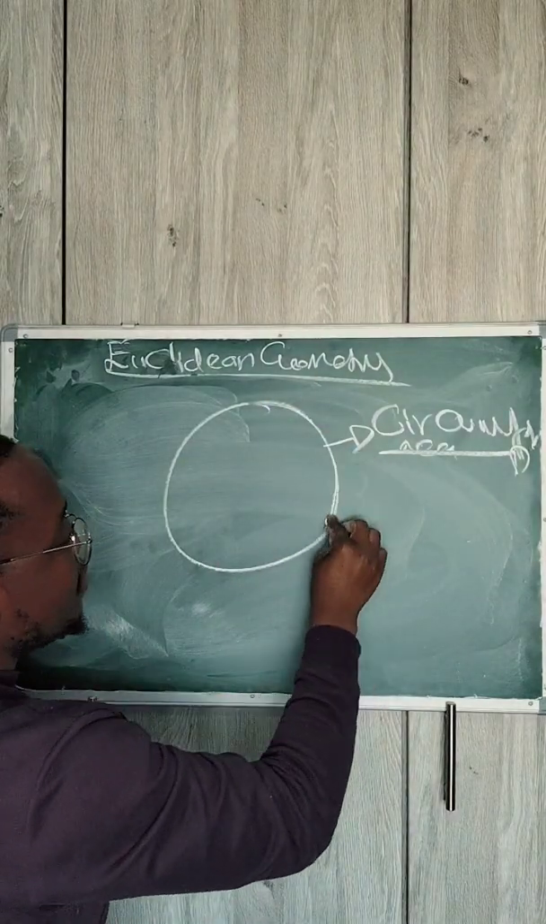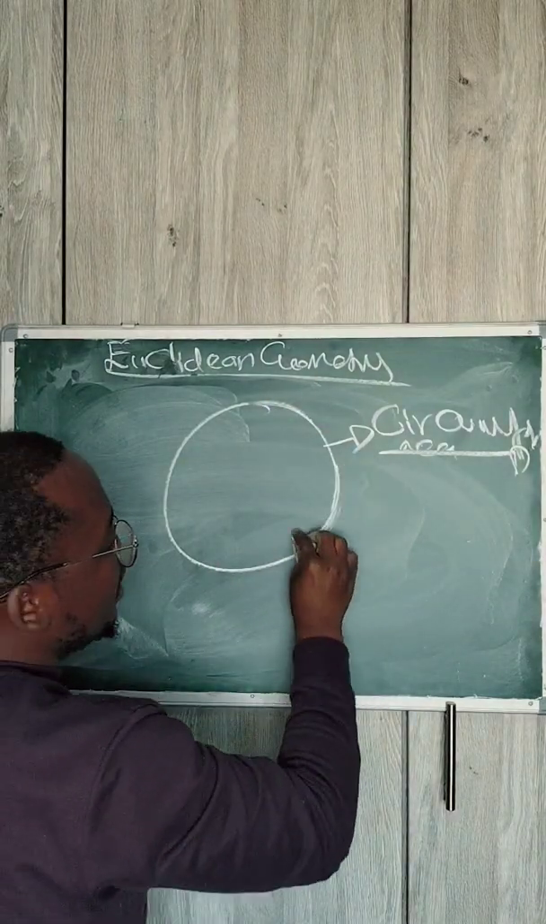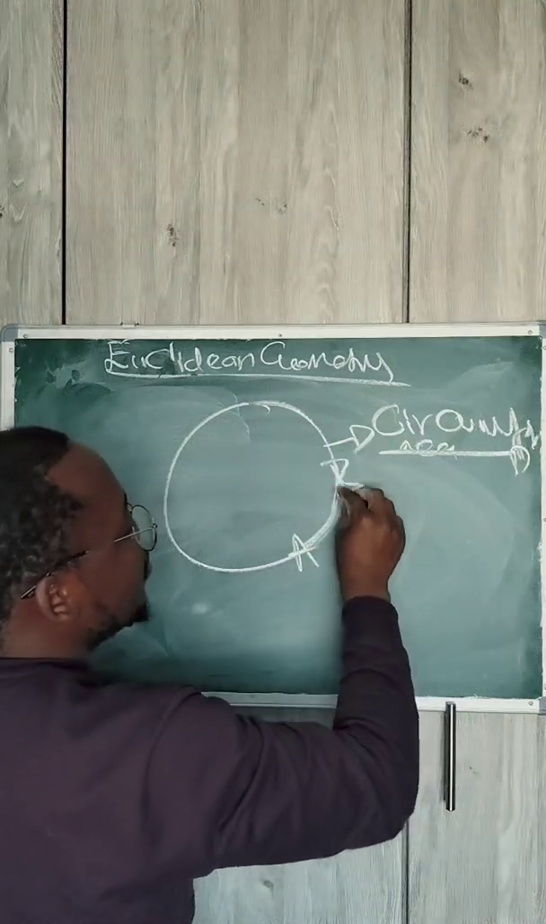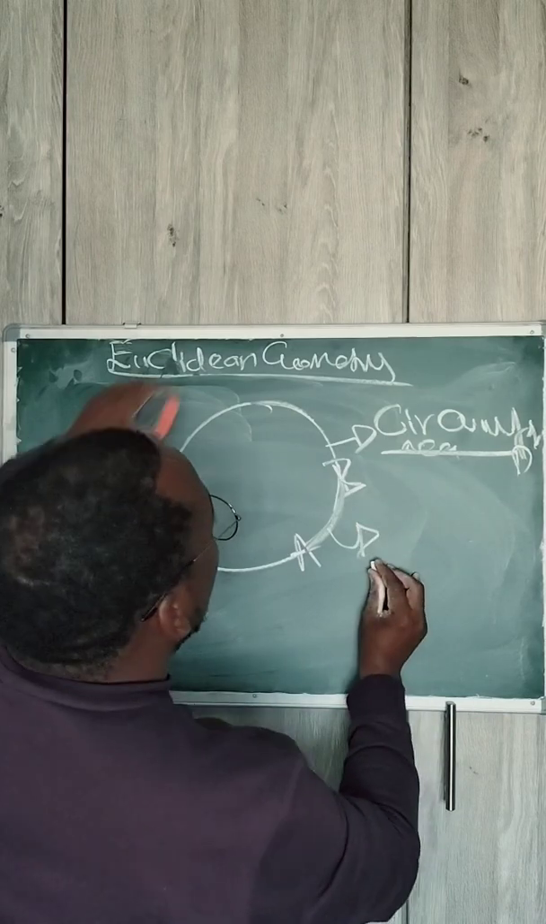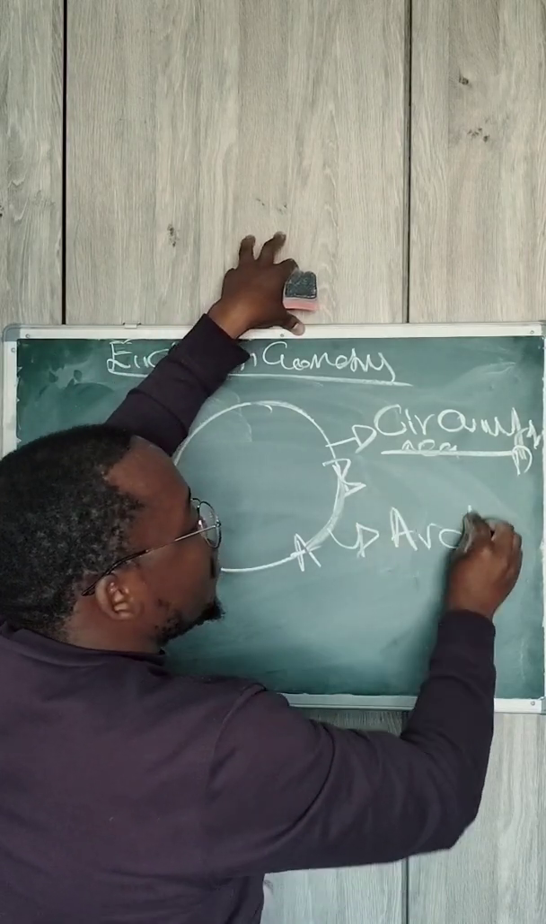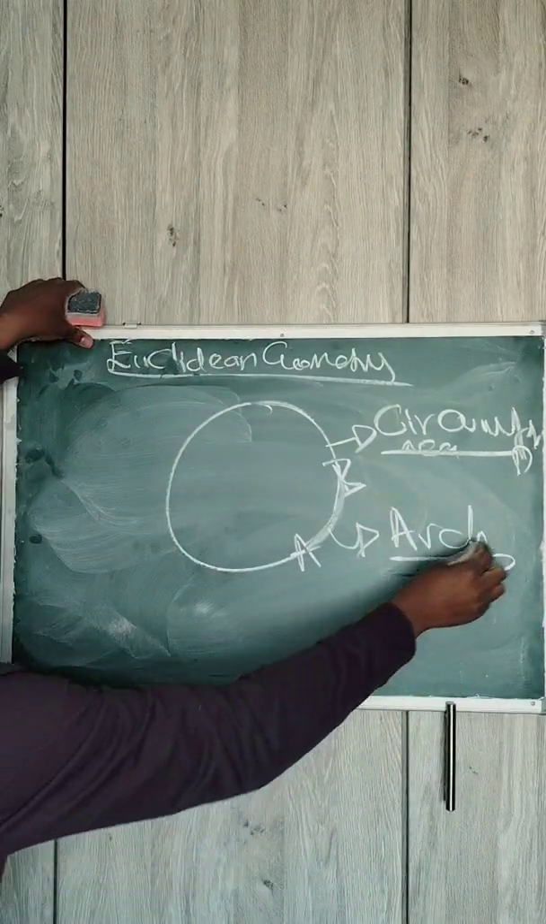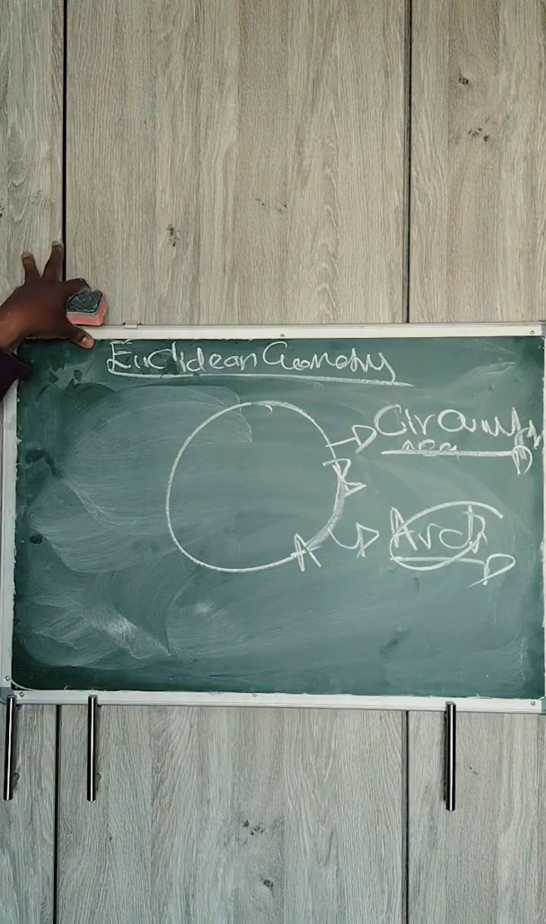And then a piece of a circumference, so this one, let's call it AB. Only a tiny piece of a circumference will be called an arc. This is referred to as an arc, guys. It's an arc, okay? I hope this idea makes sense.